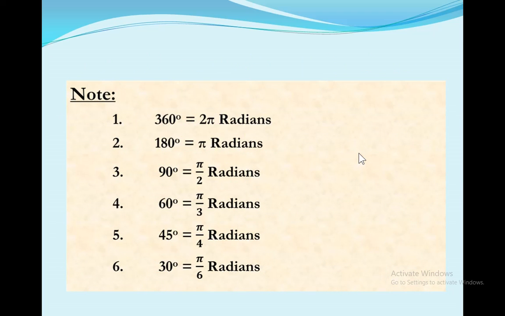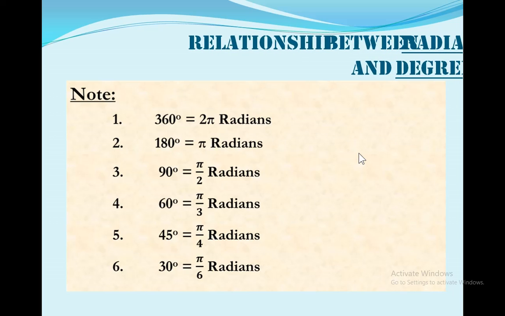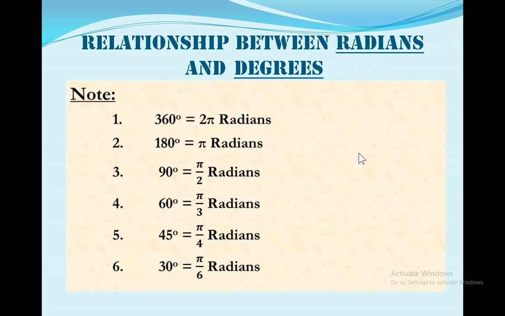Note that 360 degrees is equal to 2 pi radians, whereas 180 degrees is equal to pi radians, 90 degrees is equal to pi by 2 radians, 60 degrees is equal to pi by 3 radians, 45 degrees is equal to pi by 4 radians, whereas 30 degrees is equal to pi by 6 radians. Viewers, this is the relationship between radians and degrees. You can easily remember it.